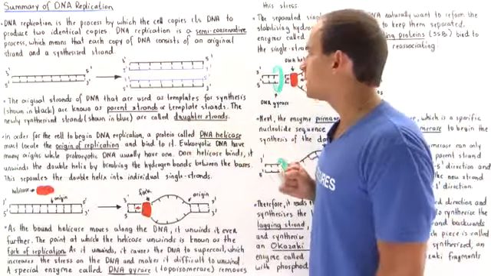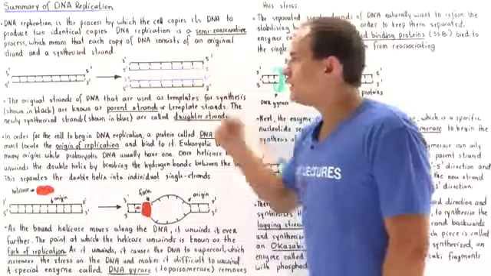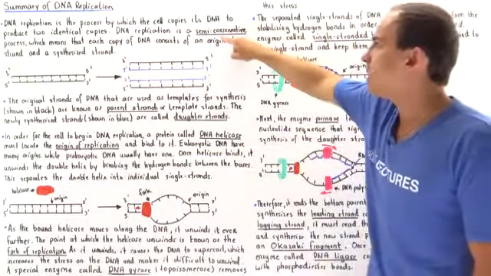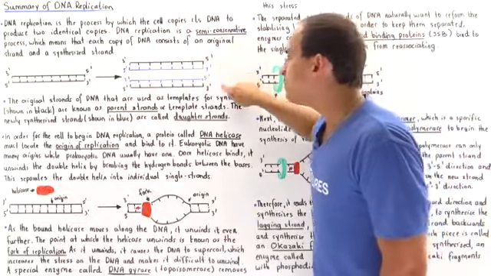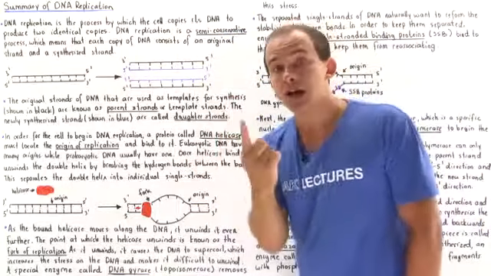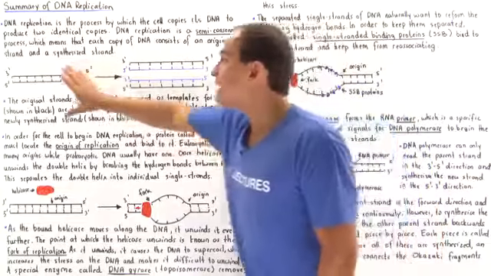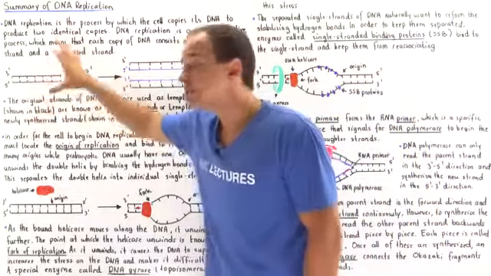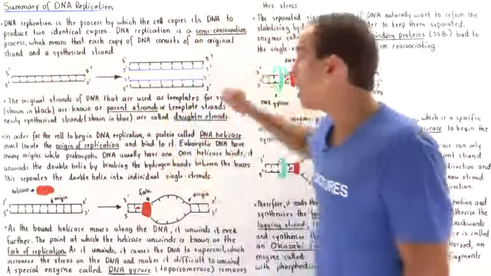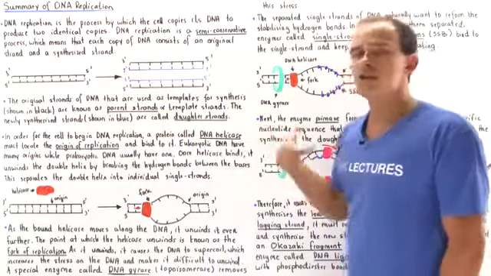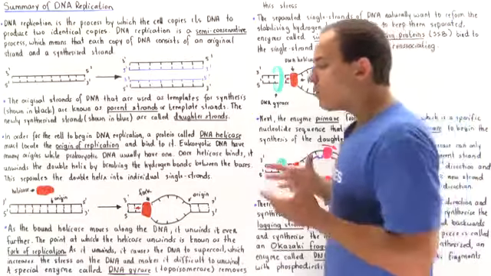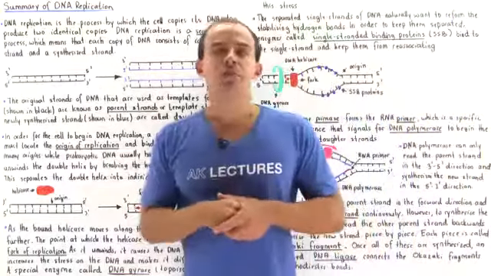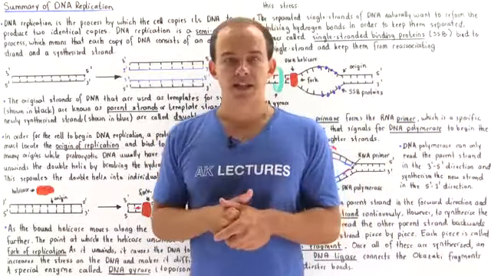the daughter strand. So the process of DNA replication is semi-conservative because each one of these copies contains one of the single strands that came from the original double-stranded DNA, and the other one shown in blue is the newly synthesized strand. Now, how exactly do we initiate the process of DNA replication?